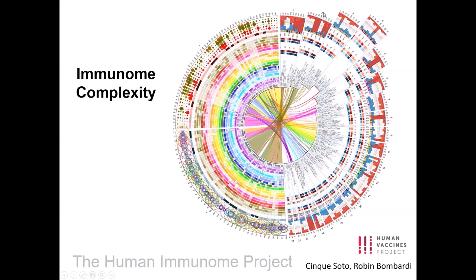And we started representing these VDJ combinations so we can understand how complex a person's repertoire is. There are tens of millions of clonotypes, and for some of those clonotypes, we've seen as many as 60,000 somatic variants for a single lineage. So the human immune system, even at one time point, is incredibly complex and very diversified.